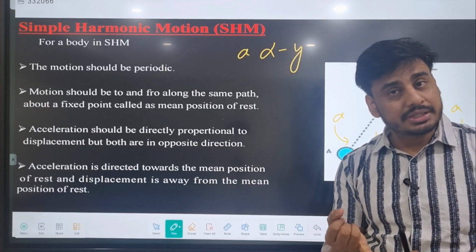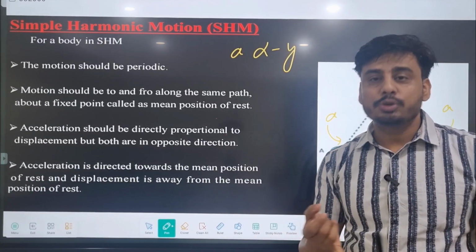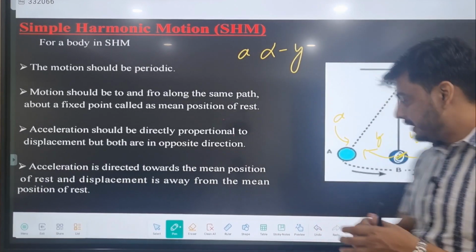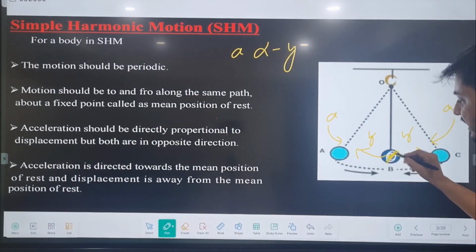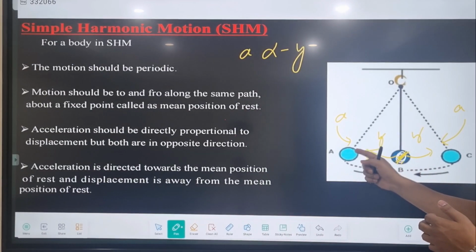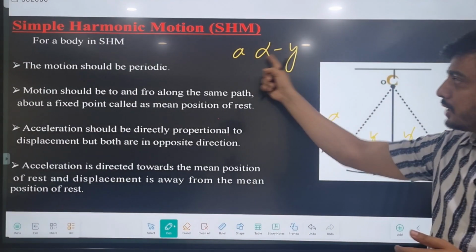So simple harmonic motion means the motion should be periodic. The motion should be to and fro along the same path about a fixed point. That fixed point, that equilibrium point, is said to be the mean position of rest. And acceleration and displacement are directly proportional to each other.